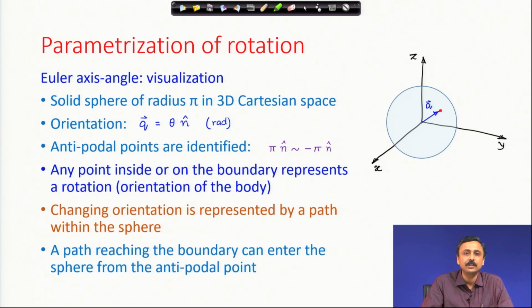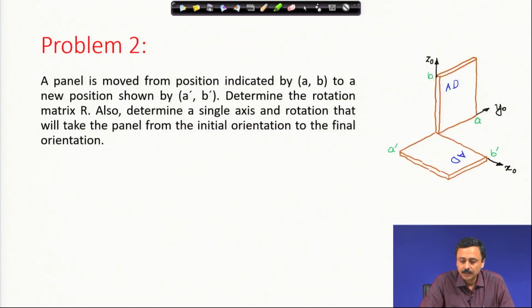Now, you can define, for example, what is the shortest path or what is the best path to go from one orientation to another. You can formalize these things based on this picture. Let us look at a problem.